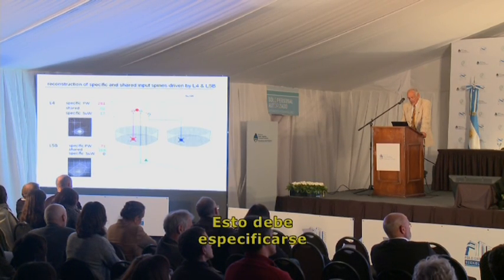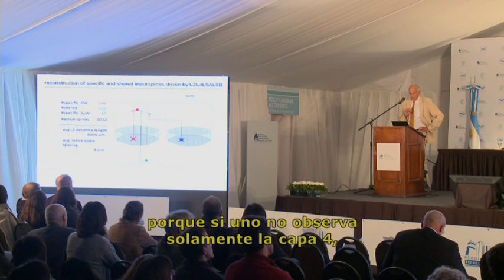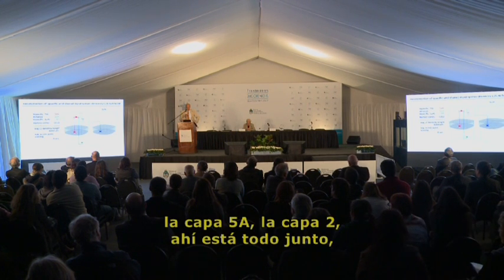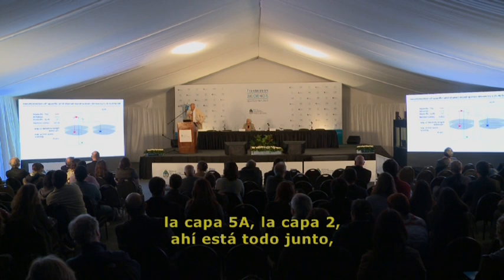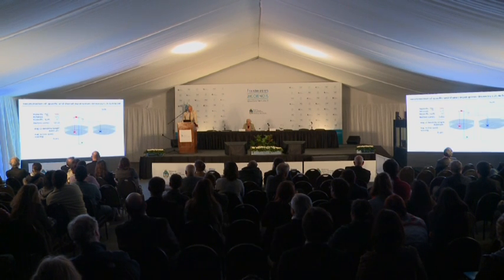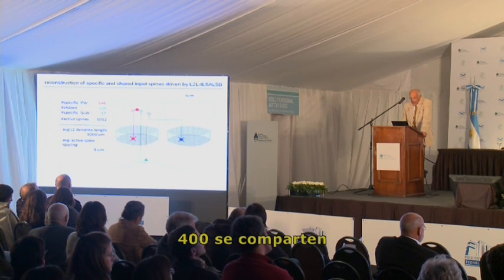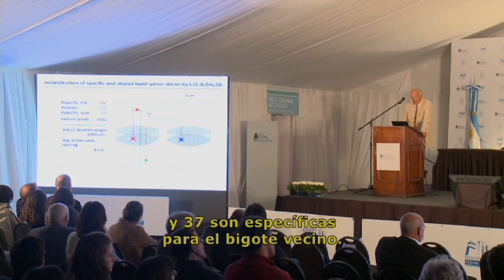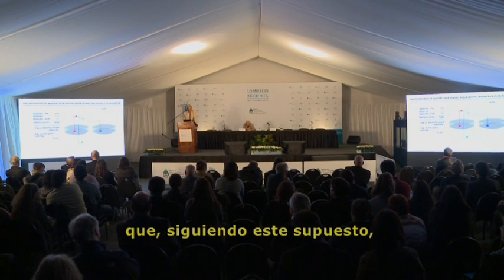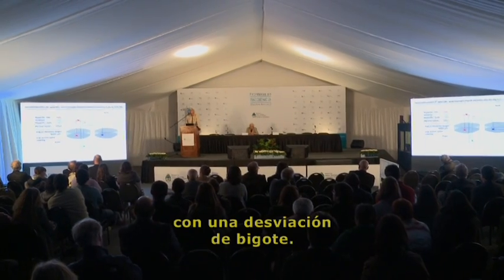Now, this has to be specified a bit, because if one looks not only at layer 4, but also at layer 5A and layer 2, that is, altogether at a number of input layers, we get the following picture. About 500 are specific for the principal whisker, 400 are unspecific, they are shared, and 37 are specific for the surround whisker. With these assumptions, this adds up to about 1,000 active spines that are activated by a single whisker deflection.